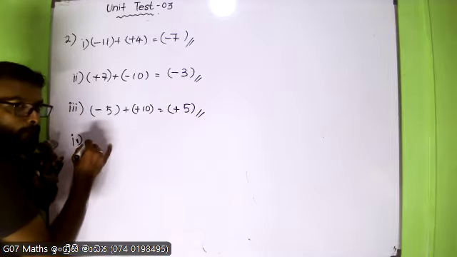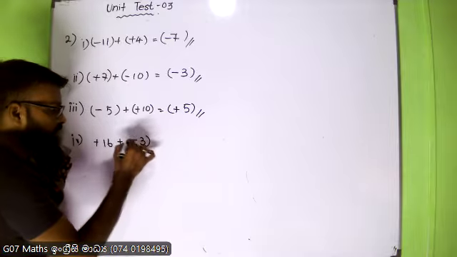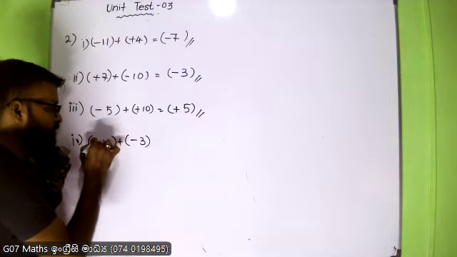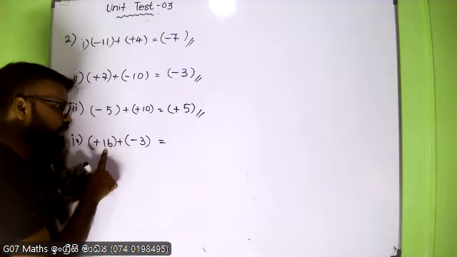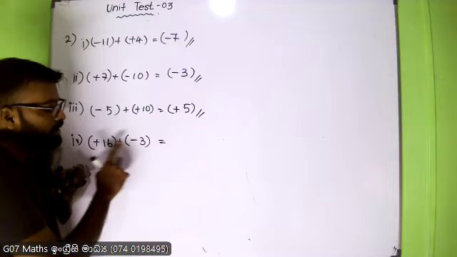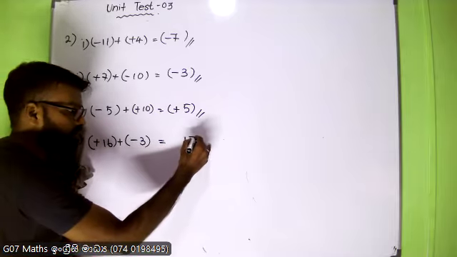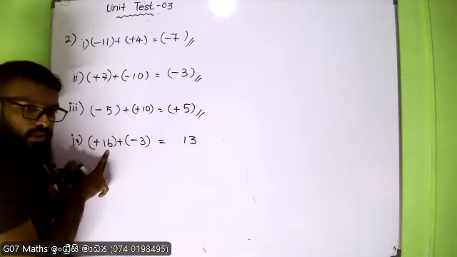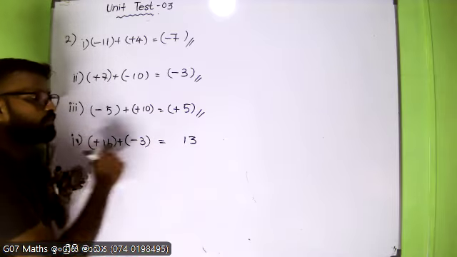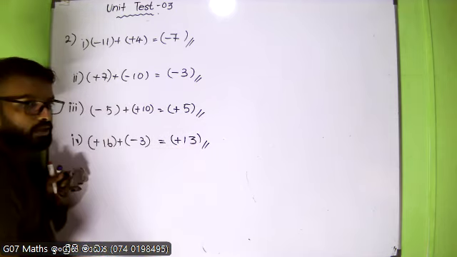Fourth one, positive 16 plus negative 3, right? Again, you have two different signs, positive and negative. Just forget the signs. What is the biggest number? 16 is the biggest number. Get the subtraction. 16 minus 3, 13. How do you decide the sign? What is the biggest number? Biggest number is 16. And what is the sign? Positive. So your answer is positive 13, right?